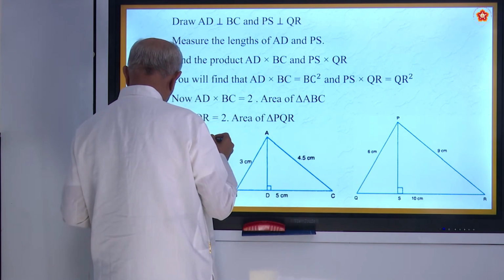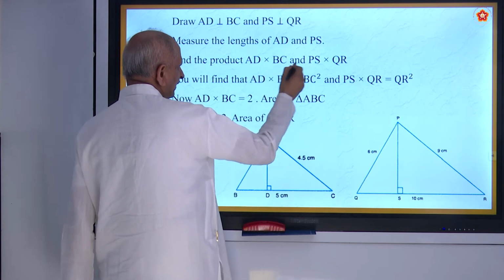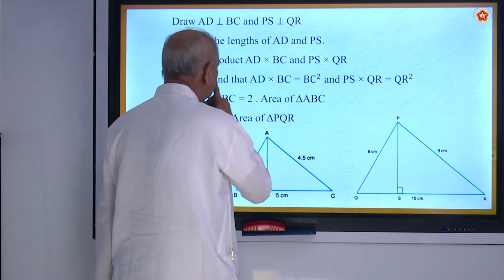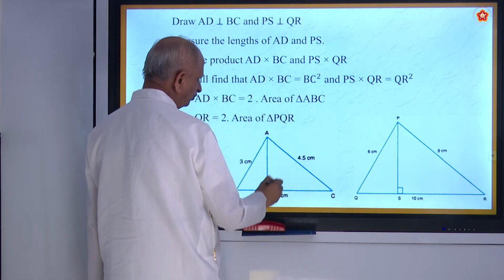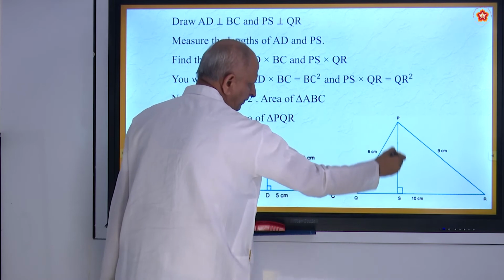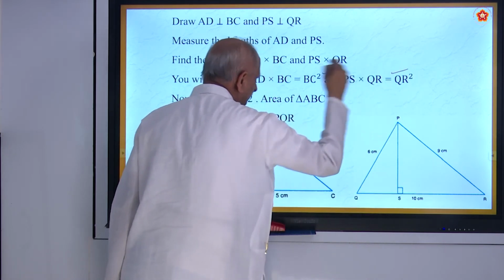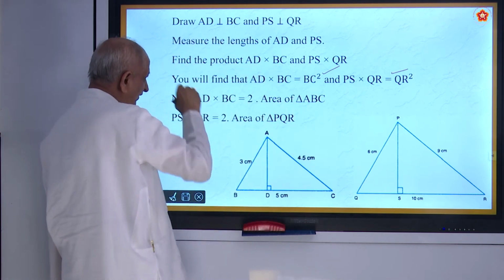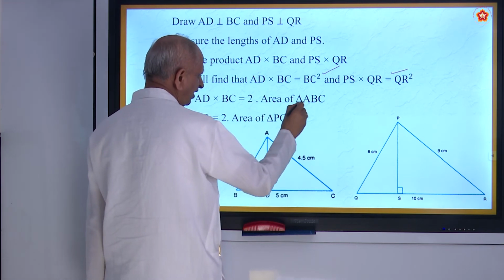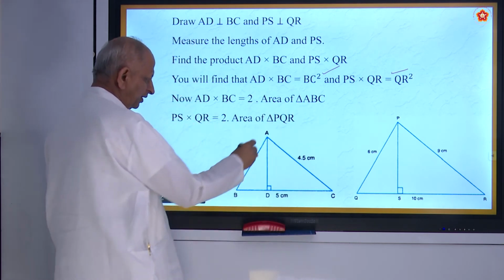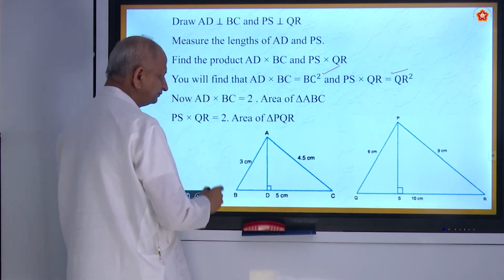And if you multiply those two, you find the value of these two. AD into BC is also equal to BC square. Similarly, PS into QR is equal to QR square. Now AD into BC means what? AD into BC means 2 times area of triangle ABC. Because area of triangle ABC is half of AD into BC.